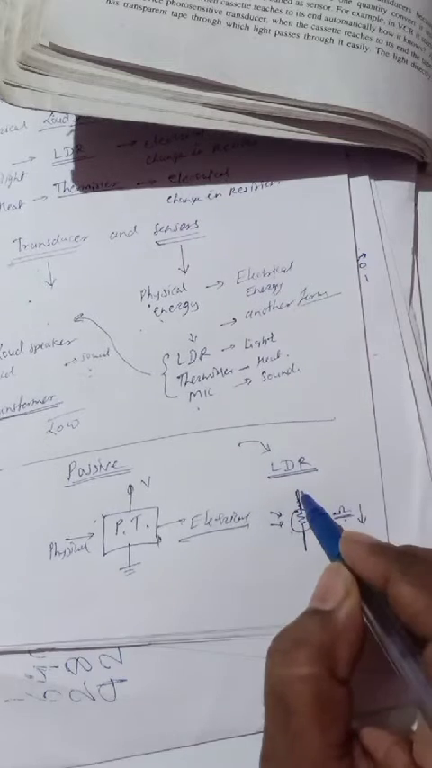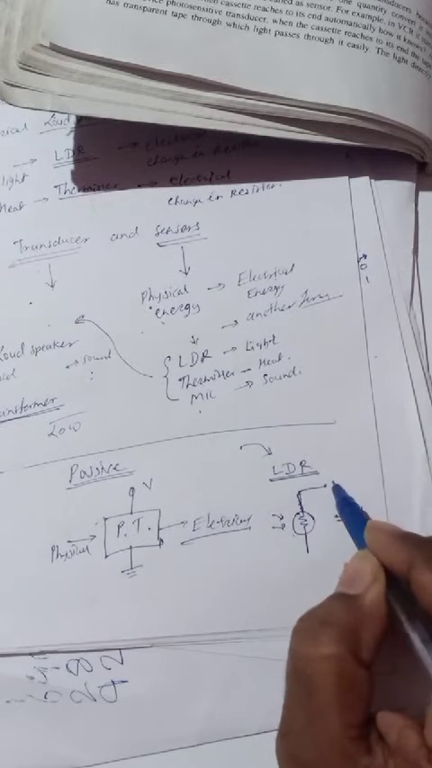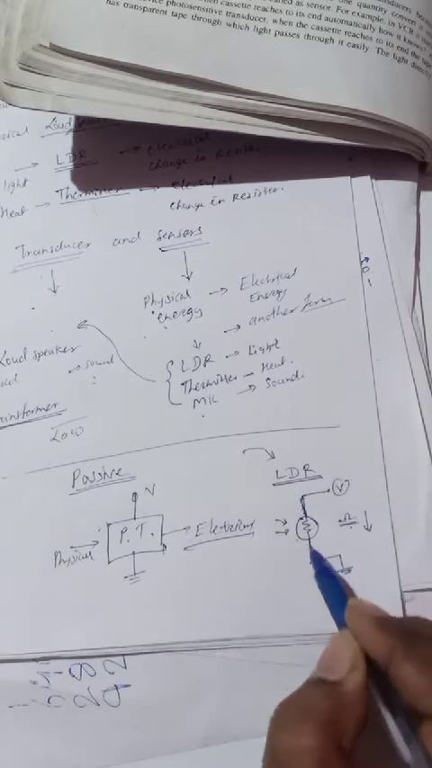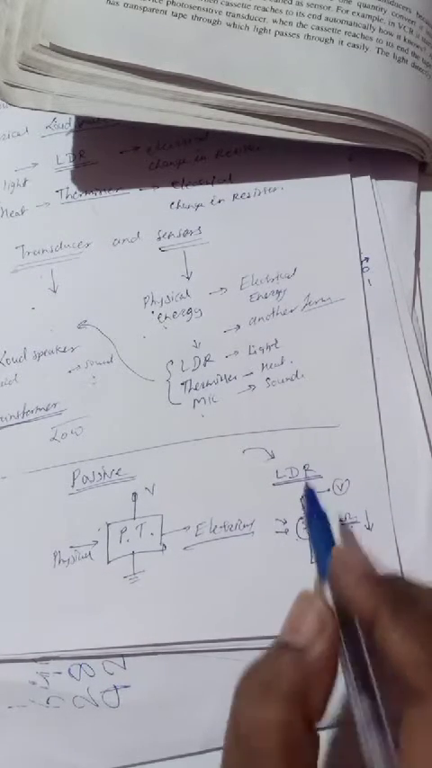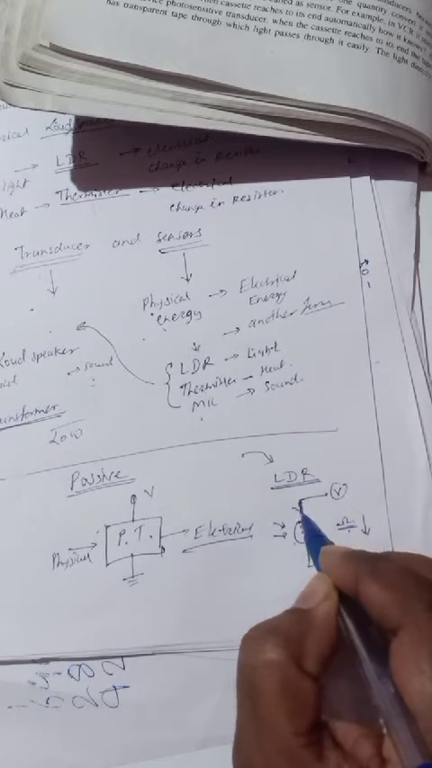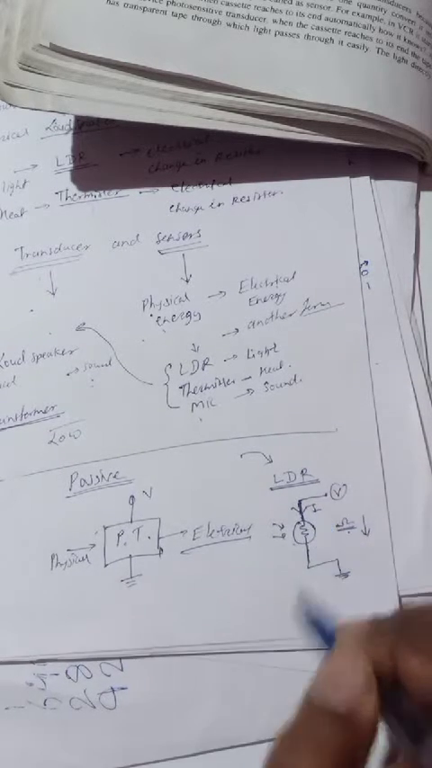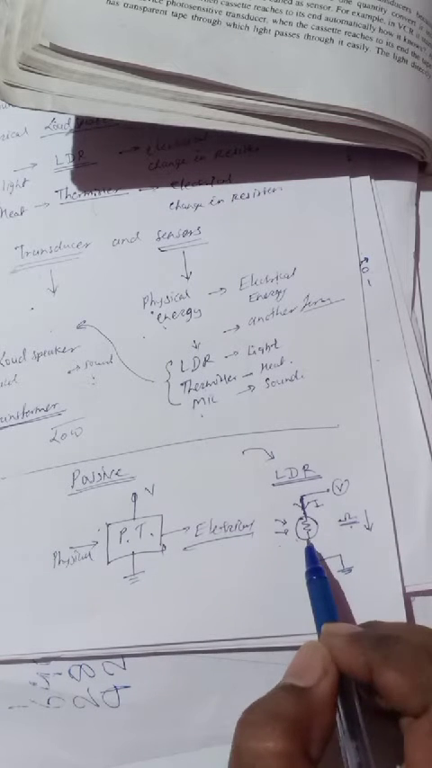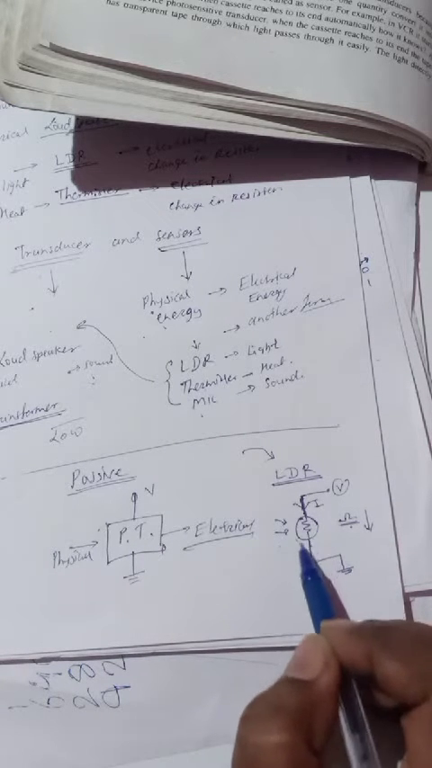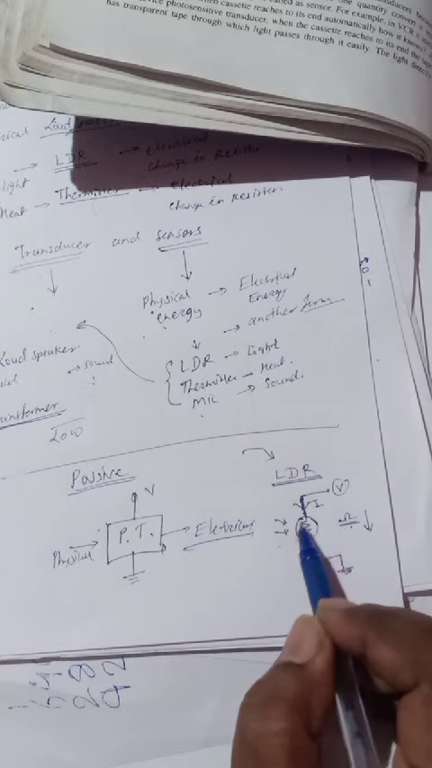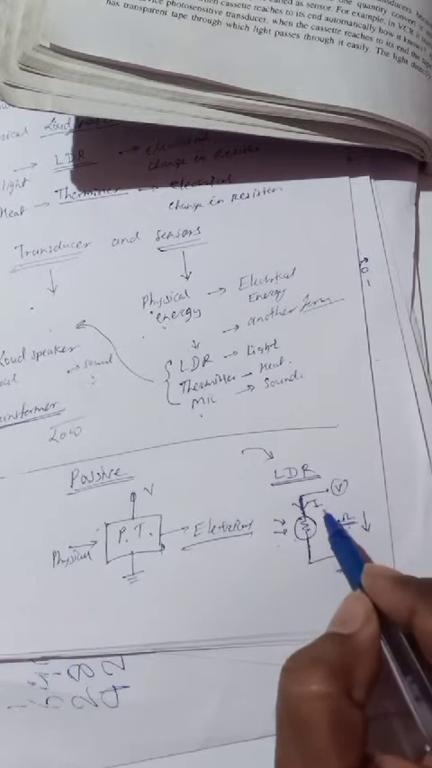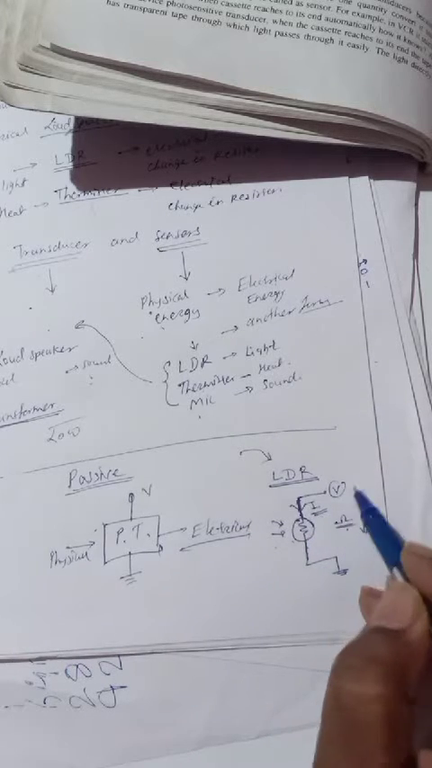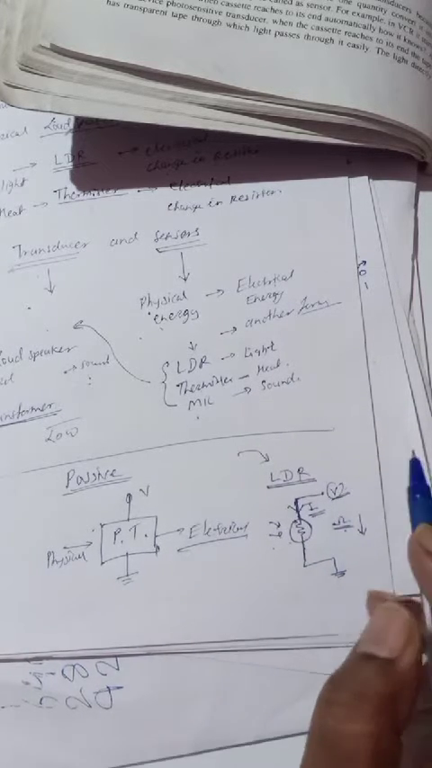The simple method is to apply a voltage to this LDR and measure the current through it. If light is incident on this LDR, its internal resistance value changes. As its resistance changes, the current through the LDR changes, because you have applied a fixed voltage V.